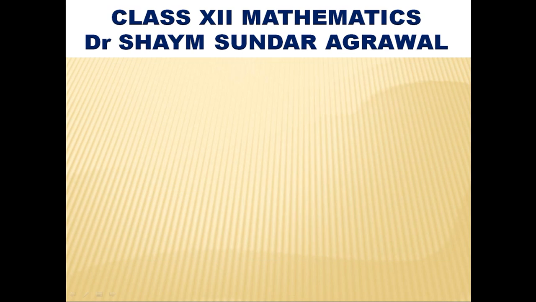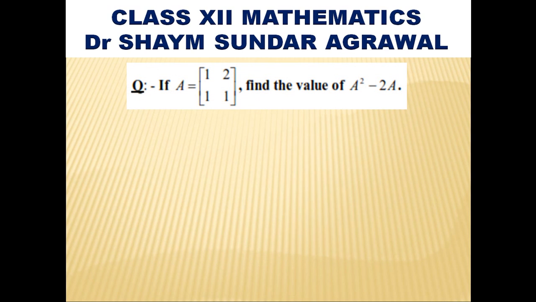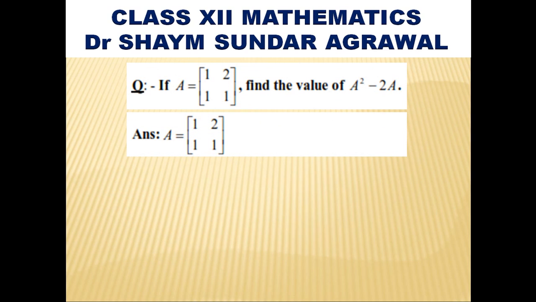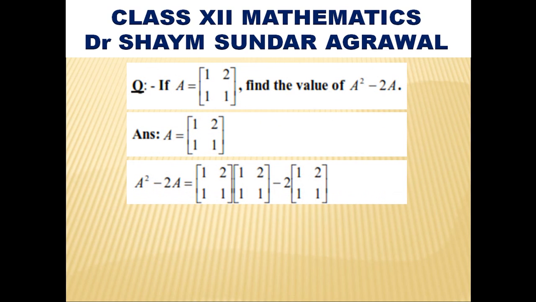Similarly, one more example. Let A be equal to [1 2; 1 1]. What is the value of A square minus 2A? A is equal to [1 2; 1 1]. So, A square minus 2A is A into A minus 2 into A.